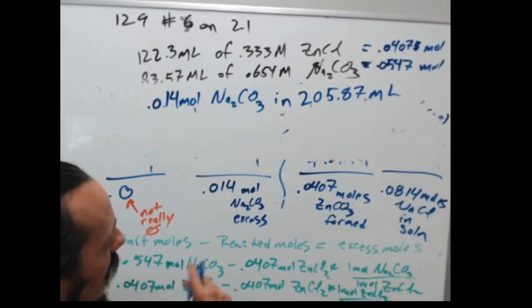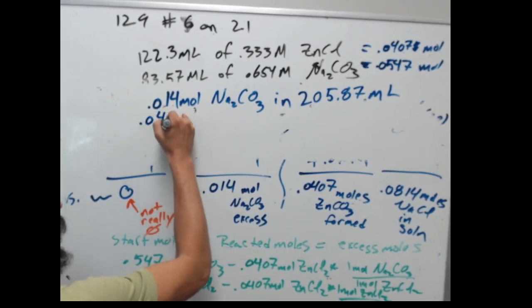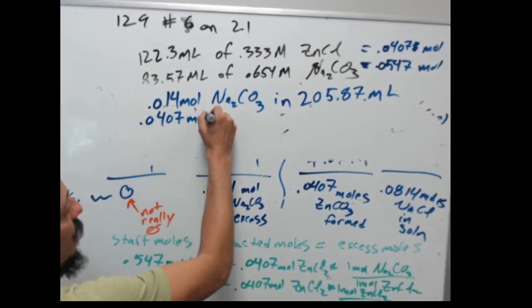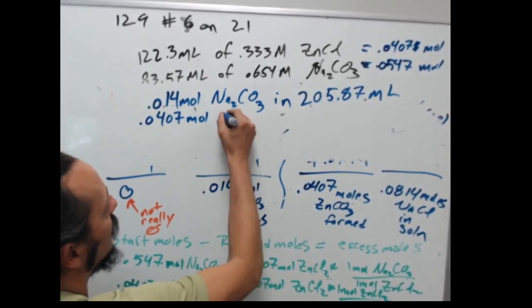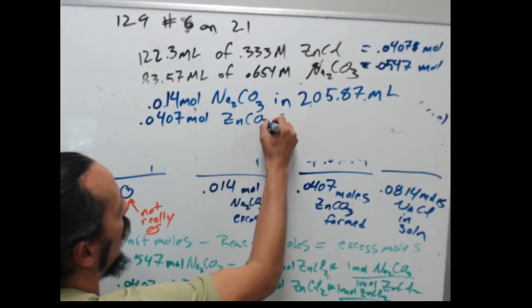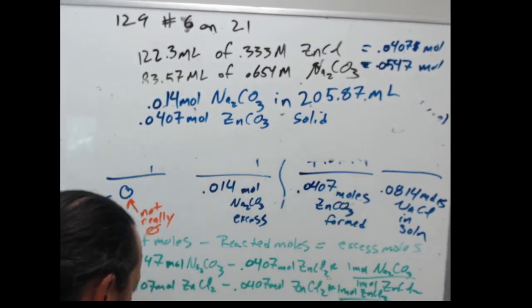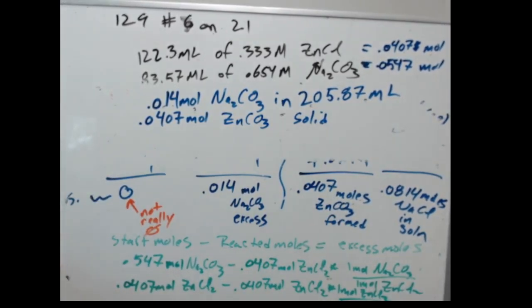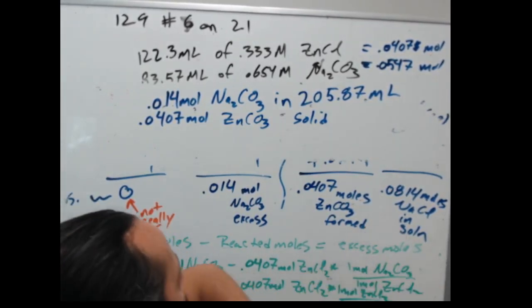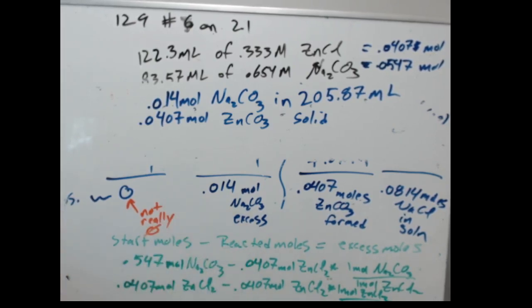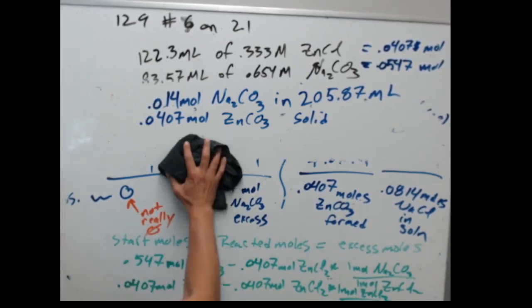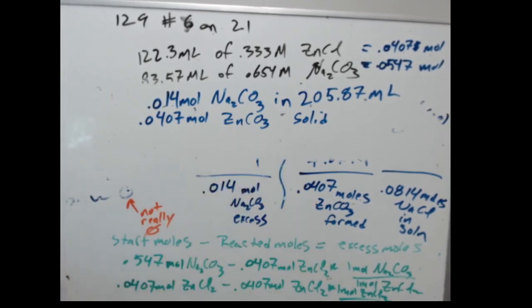And I have 0.0407 moles zinc carbonate solid. Right, that's the part I need from the stoichiometry. We could ask other questions about sodium chloride and all that stuff, but for this problem it doesn't matter. So we can go ahead and get rid of that. I should have asked before I erased all that.